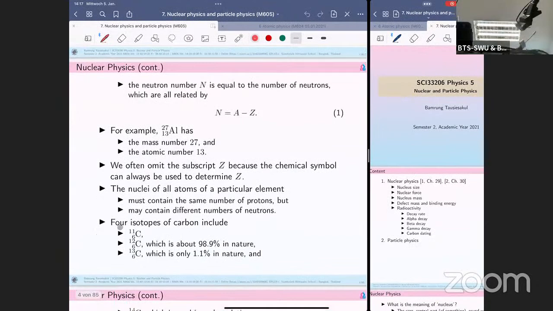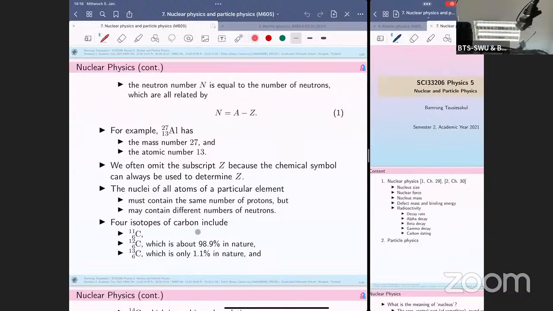For example, isotopes of carbon include carbon 11. You know, carbon has 6 protons in the nucleus, so the remaining 5 particles will be neutrons. So carbon 11 has 5 neutrons in the nucleus, and carbon 12, which is quite standard, makes up around 98.9 percent in nature.